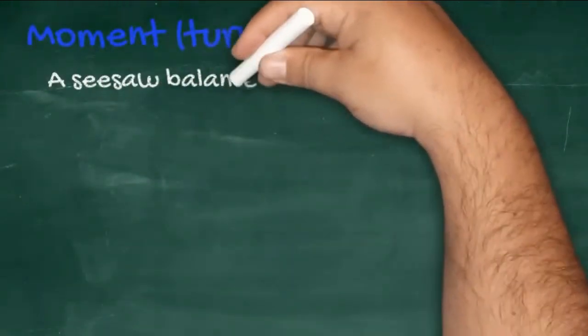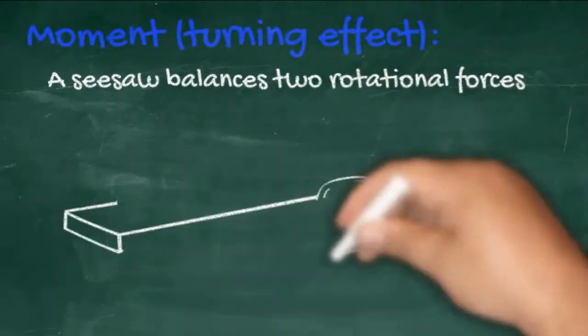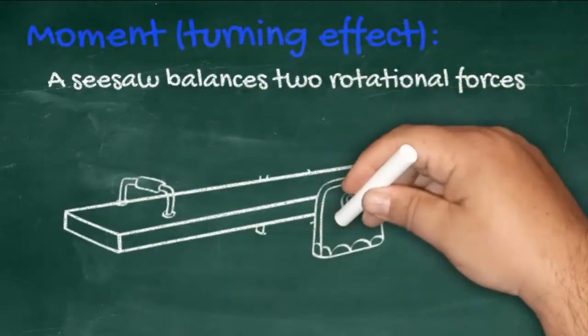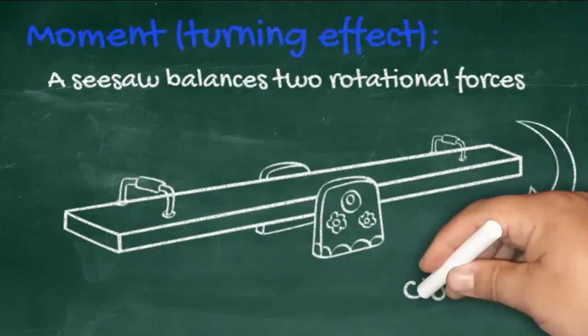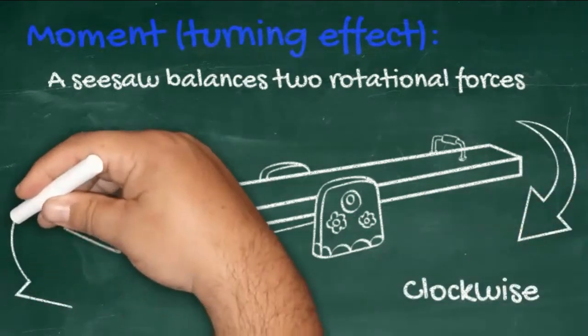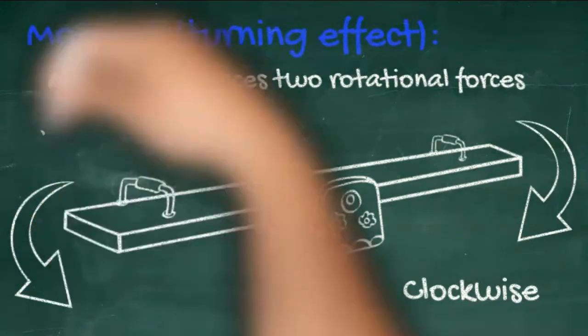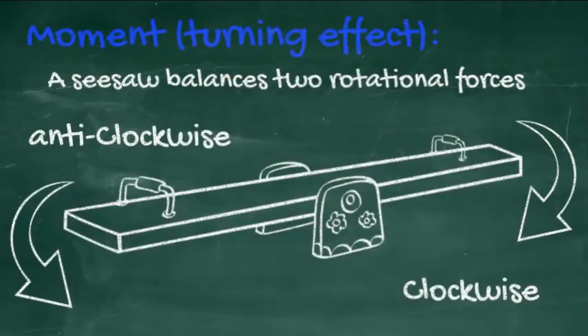A seesaw is an example of 2 rotational forces, one acting in a clockwise direction and the second one acting in an anti-clockwise direction. In balance, these 2 moments are equal.